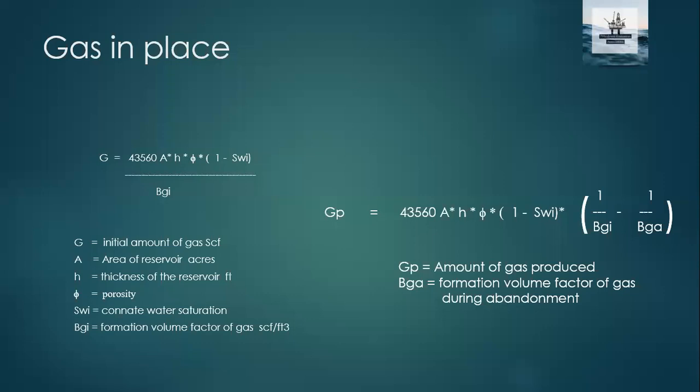So at the end of production of gas completely, the formation volume factor of gas measured at that condition will have the value of BGA. If you know the values of BGI and BGA, then along with other values, you can calculate gas at produced condition.